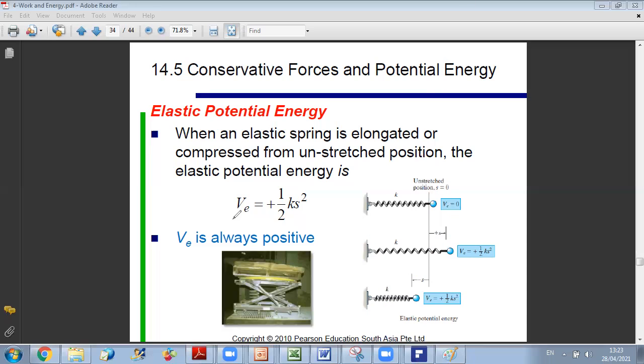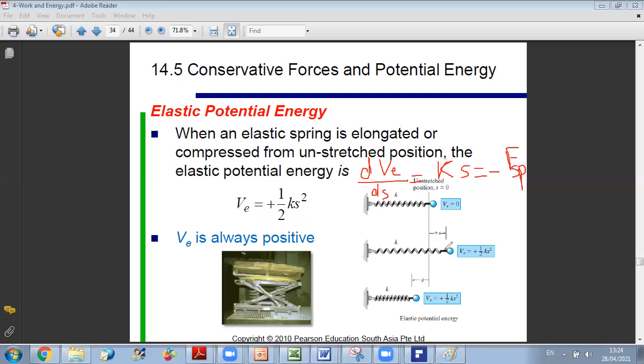Now concerning the definition of potential energy, you can verify now that if you derive the elastic energy with respect to S position, you get 2 times 1 over 2 K S, meaning K times S, which is minus the spring force, minus F spring.